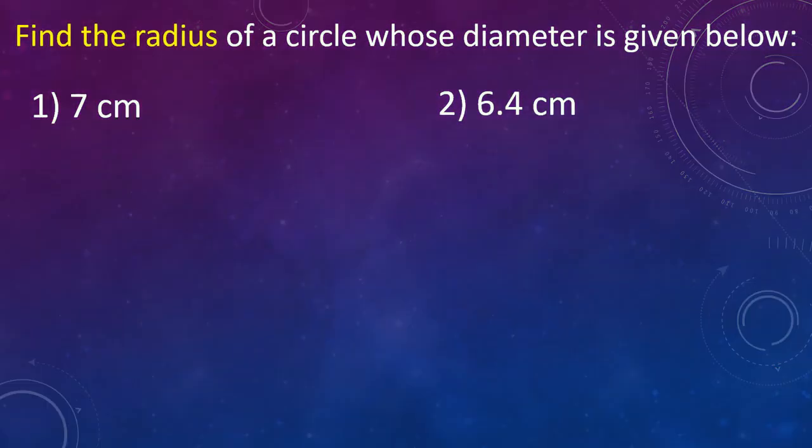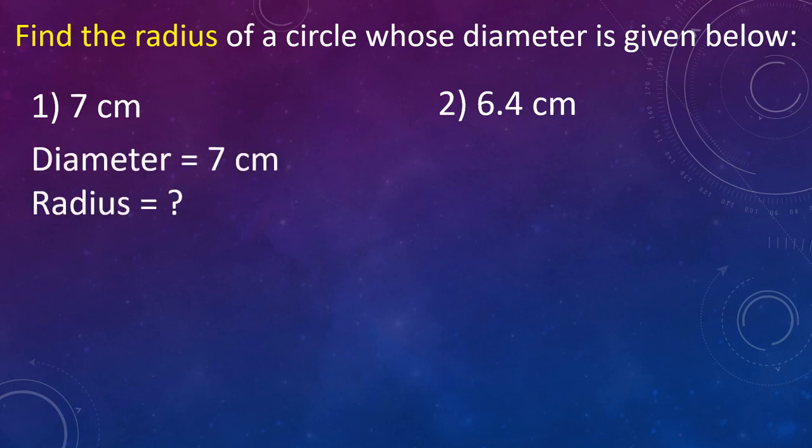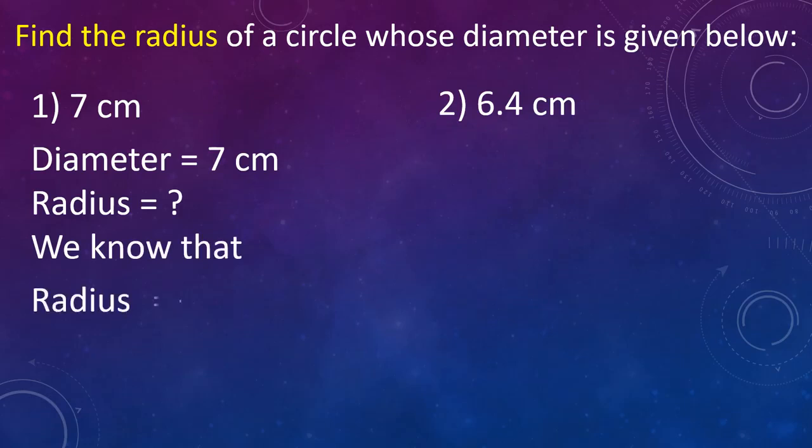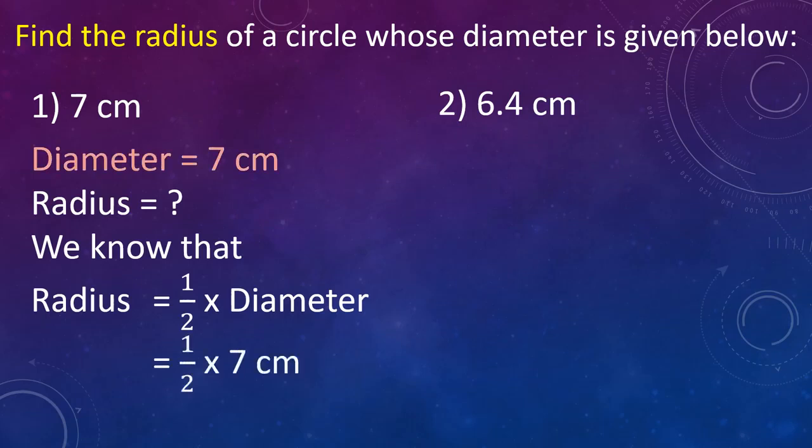Our next topic is find the radius of a circle whose diameter is given below. Question number 1. 7 centimeter. That means diameter is equal to 7 centimeter and radius we have to find out. We know that radius is equal to 1 upon 2 multiplied by diameter. Put the value 1 upon 2 multiplied by 7 centimeter. If we divide 7 by 2, we get 3.5. So the radius is equal to 3.5 centimeter.